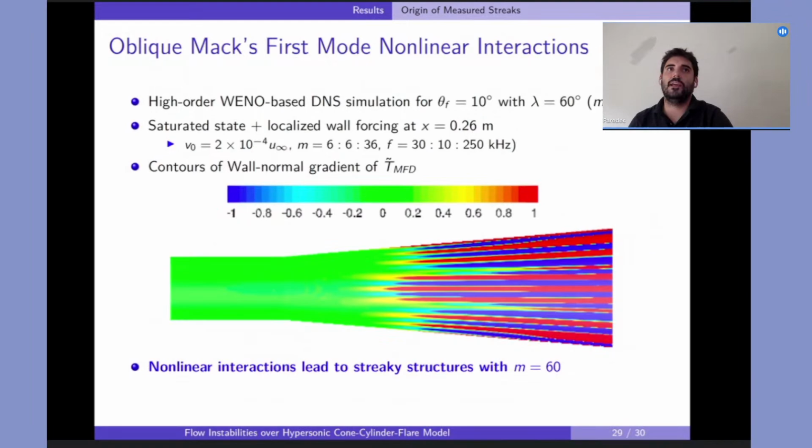And then we also look at the oblique Mack first mode nonlinear interaction. For that, we use the saturated solution, and then we impose in the DNS localized wall forcing at 0.26 in the cone, many different waves from 6 to 36 and different frequencies, so we can cover the full spectrum for the instability waves. And actually what we found is that the nonlinear interaction led to a streaky structure with m equal to 60. So again, it cannot explain the m equal to 36 streak that we had in the experiment.